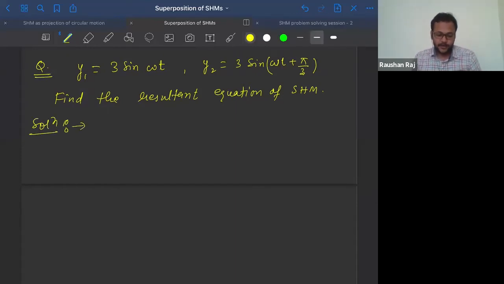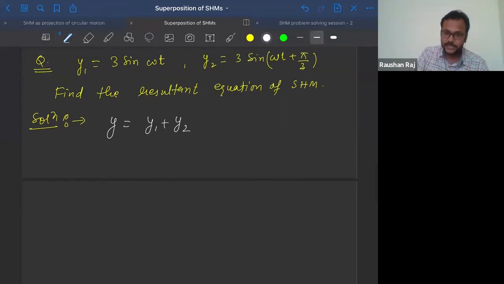Y1 is equal to 3 sine omega t given to us. Y2 is equal to 3 sine omega t plus pi by 3 is given to us. We have to find the resultant equation of simple harmonic motion. So what will I write as Y? Y will be written as Y1 plus Y2. How are we going to solve this? We are going to solve this using the superposition principle. So what will I do? I will consider one of them as A1 and the other one as A2. Which one of them will be considered A1?